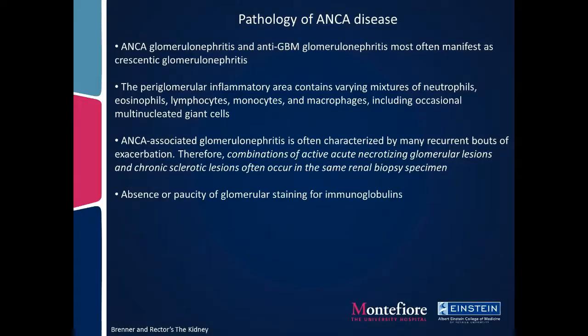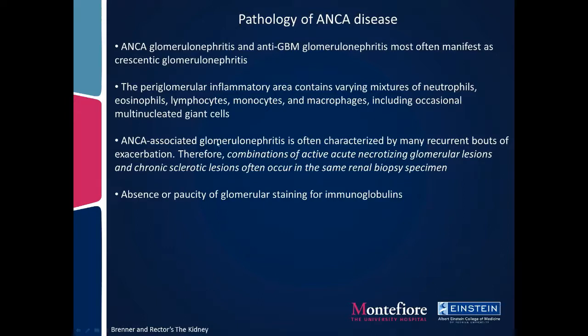So what is the pathology? ANCA and anti-GBM most often manifest as crescentic GN. And the inflammatory milieu contains a mixture of neutrophils, eosinophils, lymphocytes. So this is not the one that has a predominant neutrophil or predominant lymphocyte. It just has all the inflammatory cells in them.